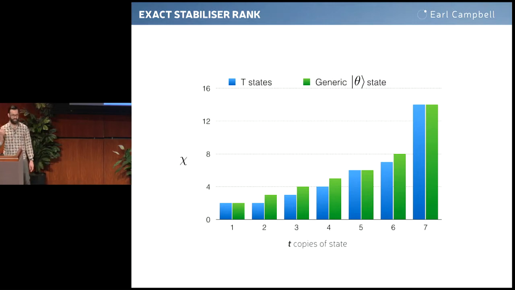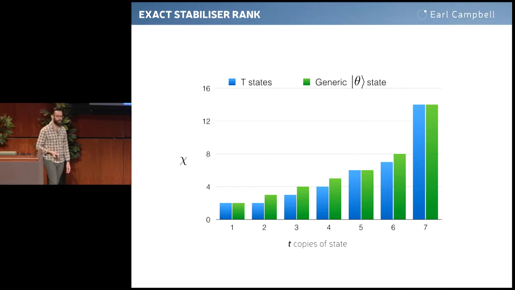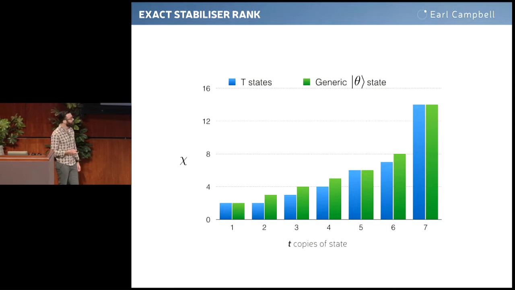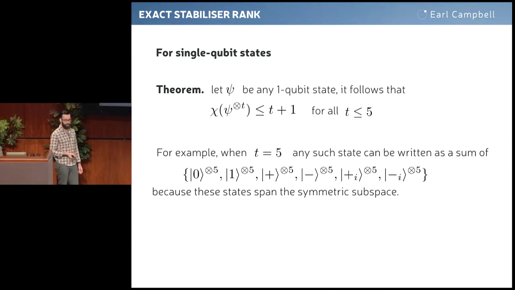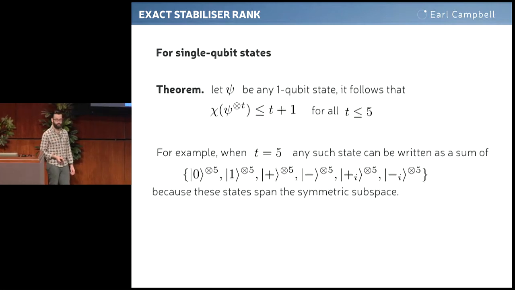And it kind of got us thinking, scratching our heads, what can we say in terms of pen and paper proofs? So here's one theorem. If you give me a single qubit state, and then t copies of it, where t is some number that's less than or equal to 5, then the stabilizer rank will obey this linear scaling.